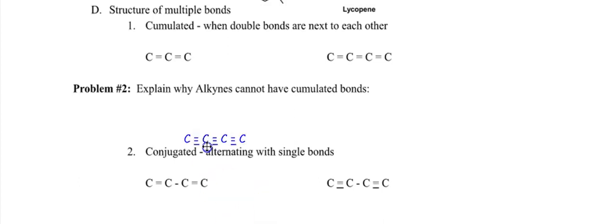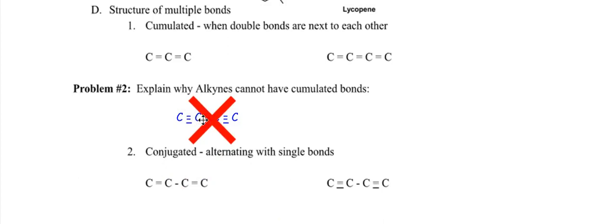Let's take a look at the structure then. What's wrong with this structure? This carbon has 3 bonds, so a hydrogen could go here. But what's wrong with these 2 middle carbons? They already have 6 bonds. Can that exist? And the answer is no, it cannot. So write that down. The alkynes cannot have cumulated bonds, because then carbons are going to have 6 bonds, which is impossible. So I'm going to put a big fat red X there.